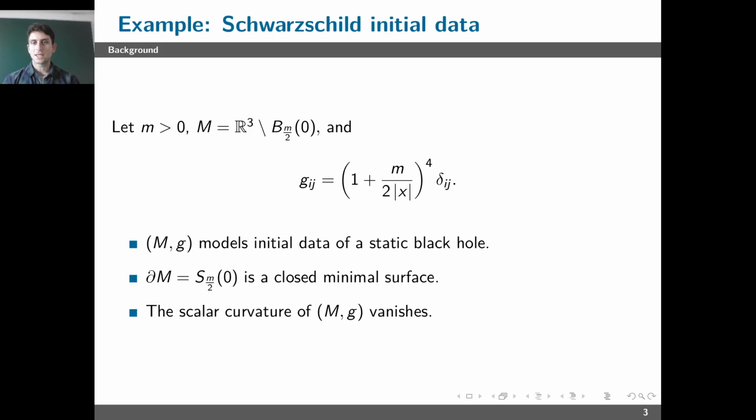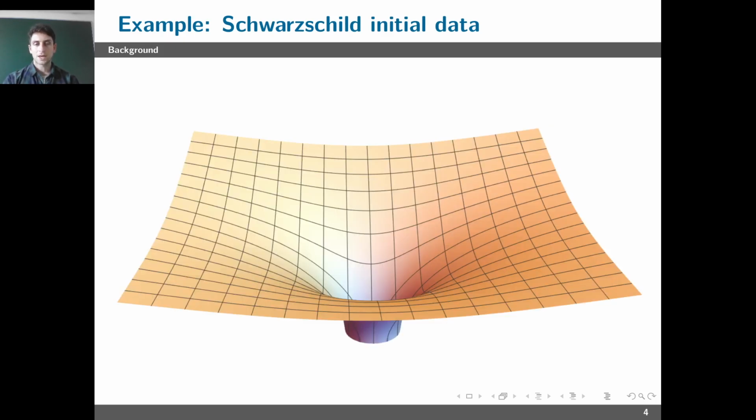Okay, so it's easy to see that this space is asymptotically flat, and there are a few things that you can check. So first of all, the boundary of the space, which is the sphere of radius m/2, is a closed minimal surface, and this closed minimal surface corresponds to the horizon of the black hole. And moreover, you can also check that the scalar curvature of this manifold vanishes, which corresponds to the fact that the Schwarzschild solution is a vacuum solution. So there's no matter outside of the black hole. Alright, so here you can see an illustration of the Schwarzschild space. You can view this as a two-dimensional shadow of the three-dimensional initial data set. And as you can see, the further you move out to infinity, the more flat the space becomes, whereas the closer you get to the horizon, the more curved the space becomes.